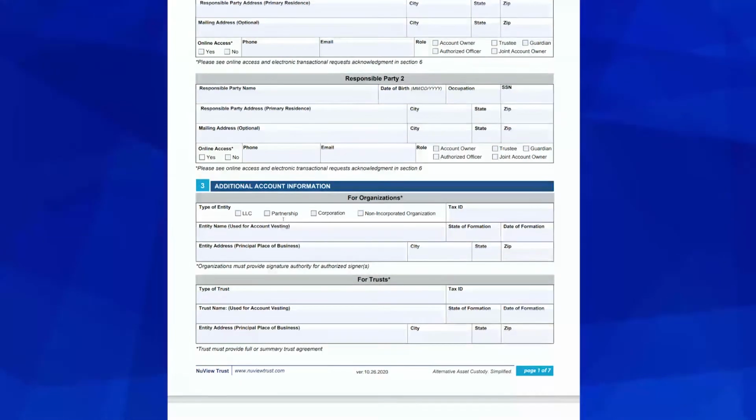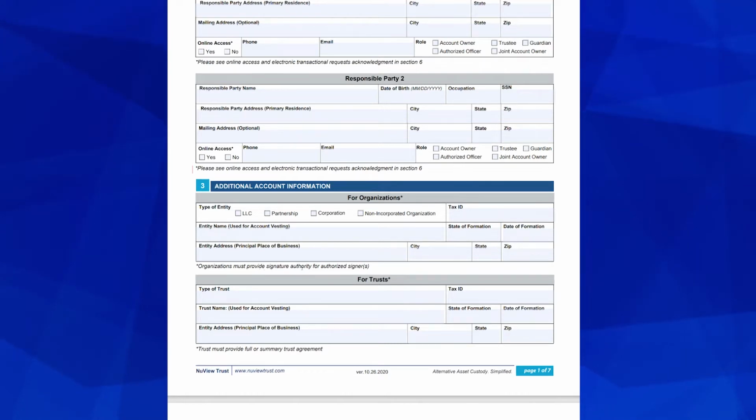Additional account information, moving on to section 3, this would be for organizations. So the type of entity: LLC, partnership, corporation, non-incorporated organization. The affiliated tax ID. Again, this section is being used if you're establishing this custodial agency account on behalf of an organization. Something that is holding investments that uses their organizational funds to invest into different alternative assets and are looking for a record keeper like NuView to custody the investments and keep track of the funds in and out. Moving forward, entity name used for account investing. So the name of the organization primarily is what we're looking for here. State of formation, date of formation, entity address, city, state, zip.